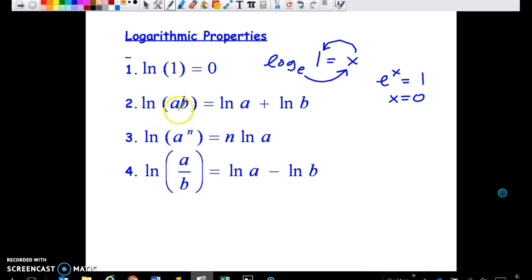The natural log of a times b is just the natural log of a plus the natural log of b. This is an exponent rule, remember? When I multiply by the same base, you add the exponents. Now this is the same base of e, okay?